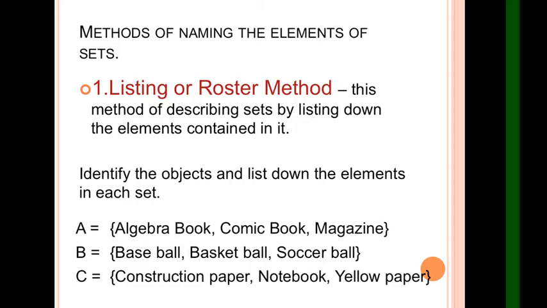Sa set C, meron tayong construction paper, notebook, and yellow paper. So pwedeng a group of writing materials. Again, lahat ng mga nakalist ay tinatawag nating elements, at ang A, B, C ay tinatawag nating set. Okay? And these examples are the listing or roster method.